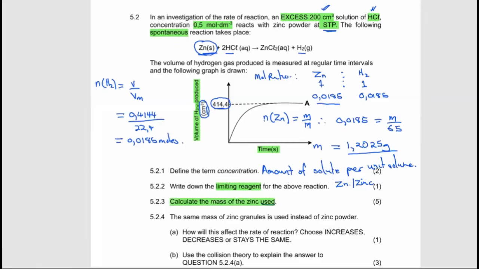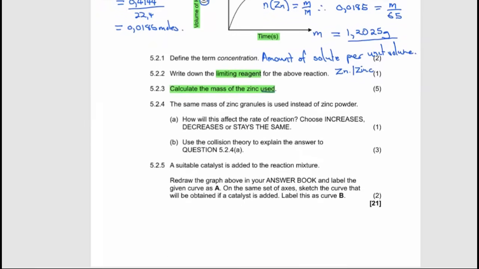Then we proceed to question 5.2.4. They say the same mass of zinc granules is used instead of zinc powder, right? So now they're using granules, which is more like the peel part, whereas there is the powder. The powder and the peel are the differences between these two. How will this affect the rate of reaction? Choose increase, decrease, or stays the same.